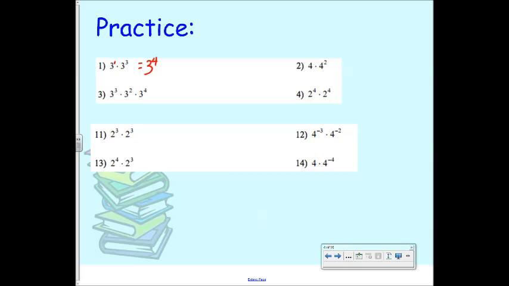Good. All right, and then for number 12, when you have 4 to the negative 3, 4 to the negative 2, that gives you 4 to the negative 5, but we can't leave it like that, so what does that look like? 1 over positive 5. Good. 1 over 4 to the positive 5.